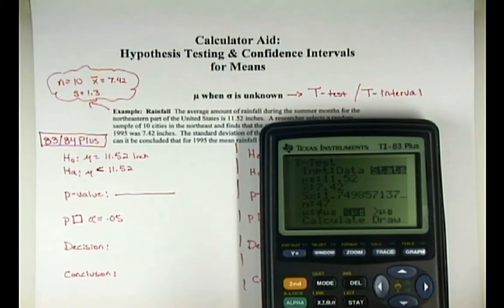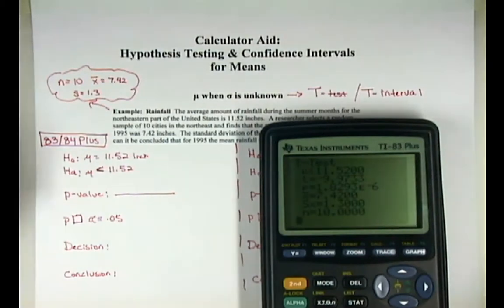And SX, remember, that is the sample standard deviation. That's your calculator's notation for that. And it was given to us as 1.3. N in this problem is a very small sample size of just 10. Another reason to do a t-test. And we're testing to see if there's a reduction, so we need a less than symbol selected. And then we're ready to hit calculate.